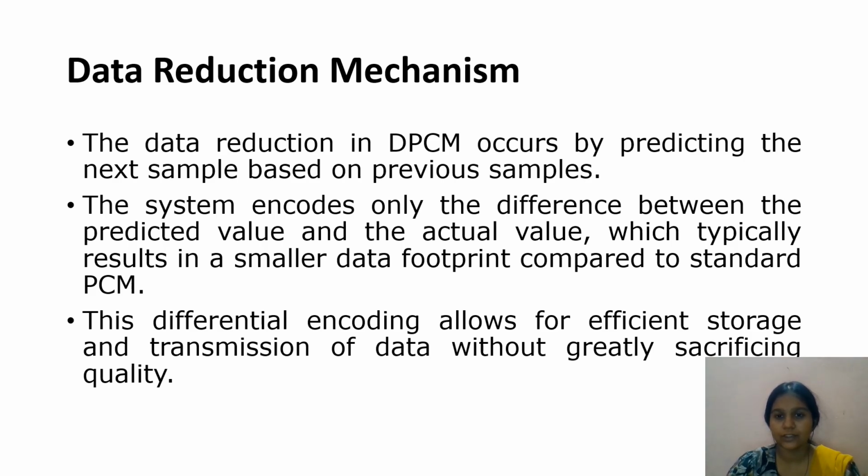Data reduction mechanism. The data reduction in DPCM occurs by predicting the next sample based on the previous samples. The system encodes only the difference between the predicted value and the actual value, which typically results in a smaller data footprint compared to the standard PCM. This differential encoding allows for efficient storage and transmission of data without greatly sacrificing quality.